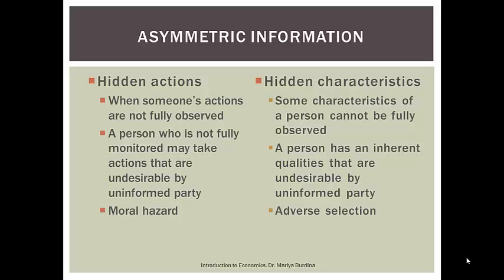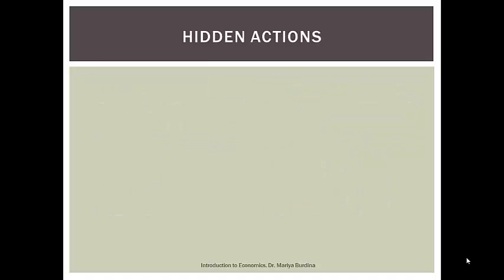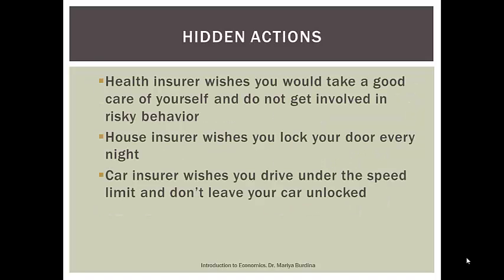Hidden characteristic is a situation in which some characteristic of a person cannot be fully observed. So here we cannot observe a characteristic of a person, and this person has inherent qualities that are undesirable by the uninformed party. And then we're dealing with the adverse selection problem. So let's look at each one of these problems separately. Let's start with hidden actions.